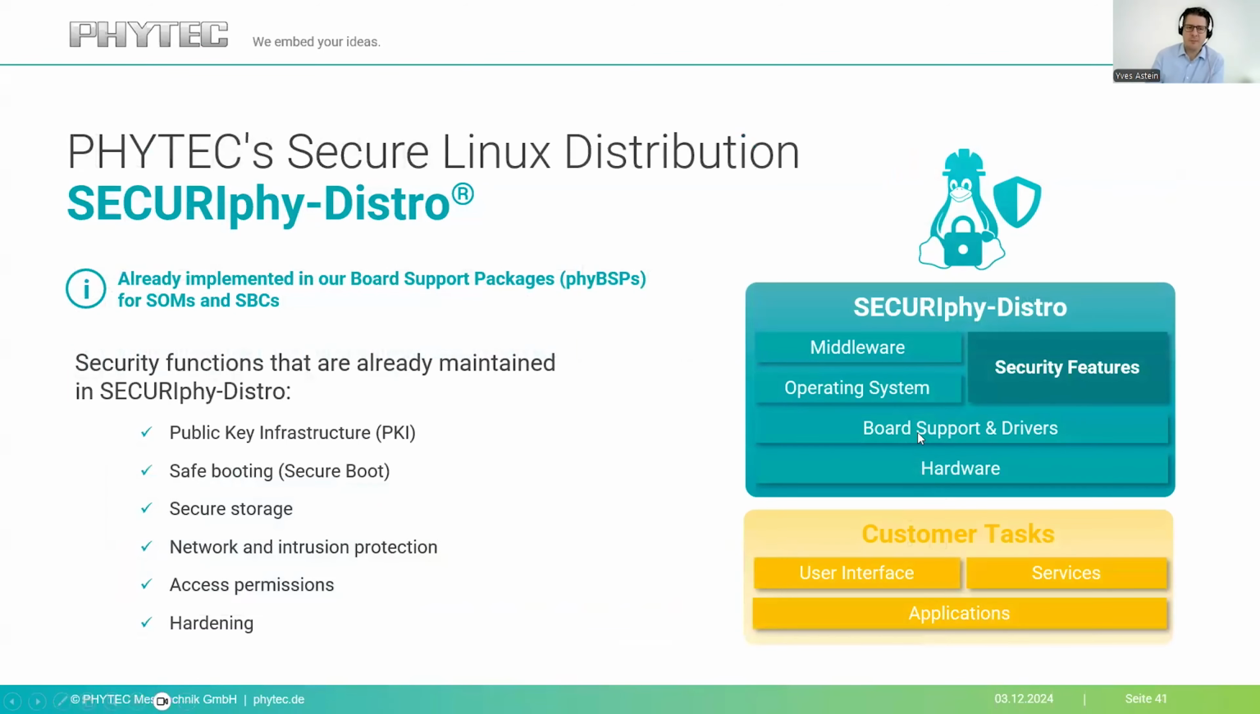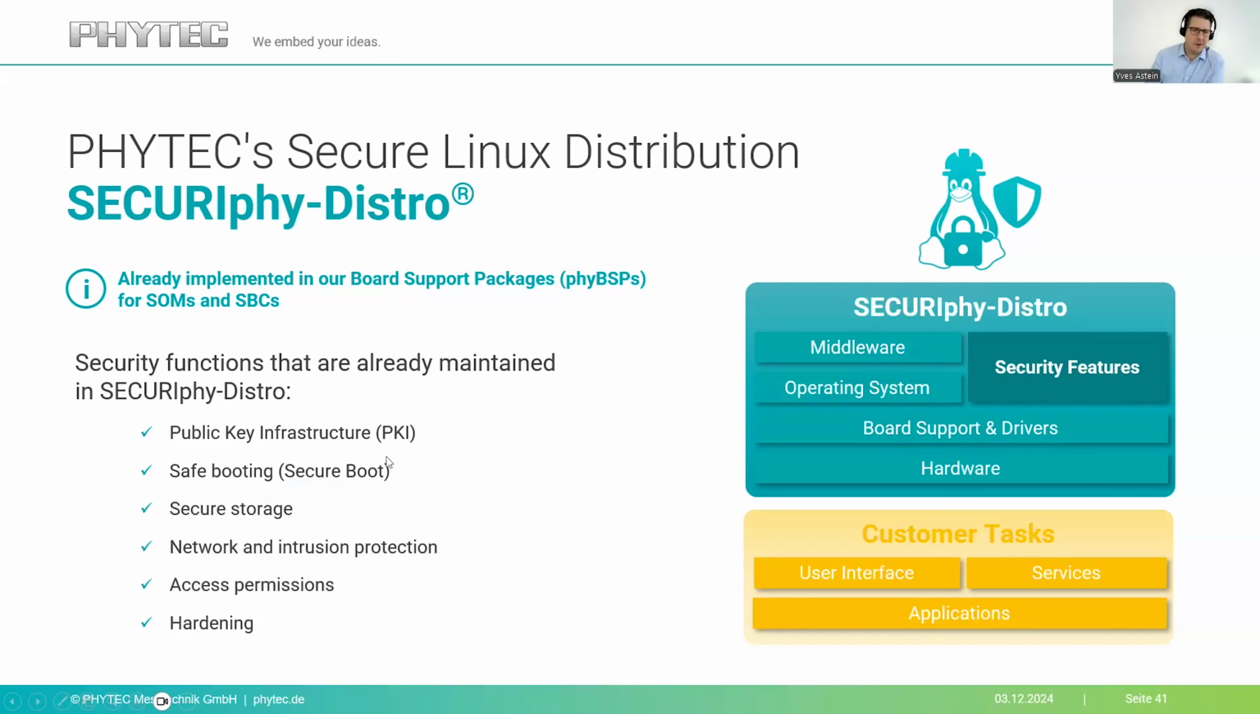Typically, our BSP structure looks like this, and this is based on the Securify distro, which is a secure distribution, which standardizes also security features. We have the board support package with the drivers adapted to the hardware. We have the operating system itself, the middleware components, and then we have maintained security features that we standardized using the features that the chip vendor provides.